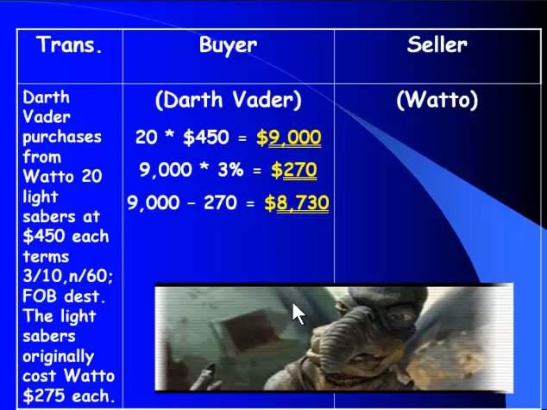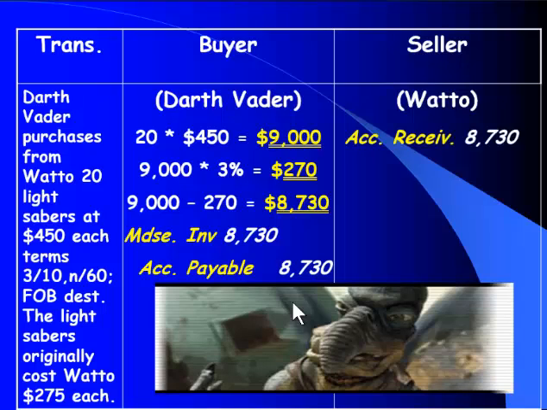On the buyer's books, what do I have more of? More inventory. An asset goes up with the debit. And what else do I have more of? Accounts payable. A liability goes up with the credit. On the seller's books, what do I have more of? Accounts receivable. What else do I have more of? Sales. Good. The second entry is to update the inventory.